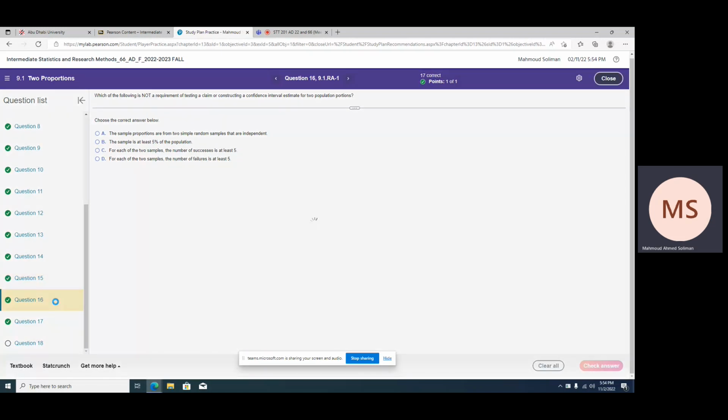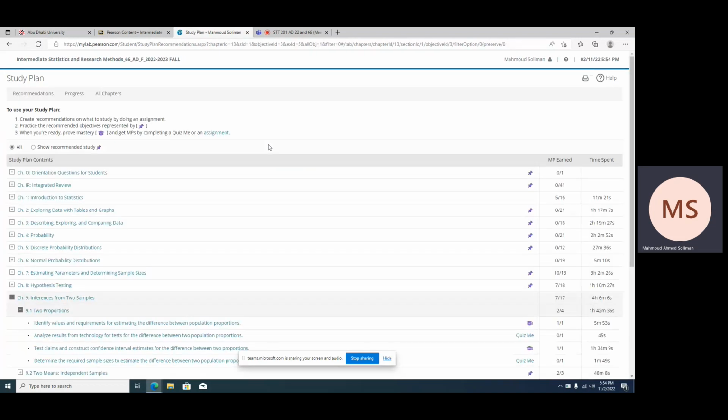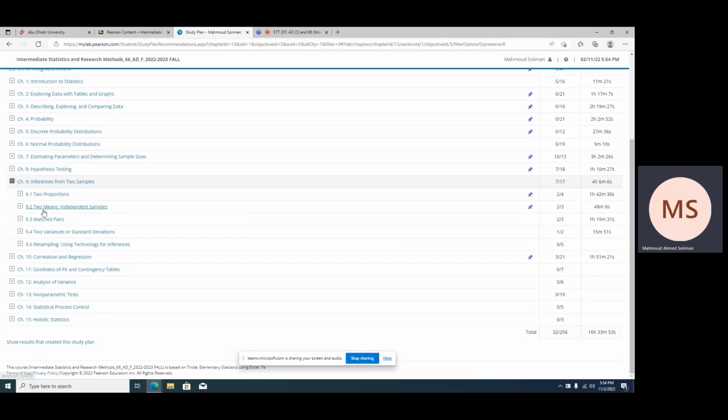I still don't understand the critical value. Okay, we finished 9.1. Critical value, this one, 1.95. Rounded up to 3 decimals, so it's 1.960. Okay, fine.